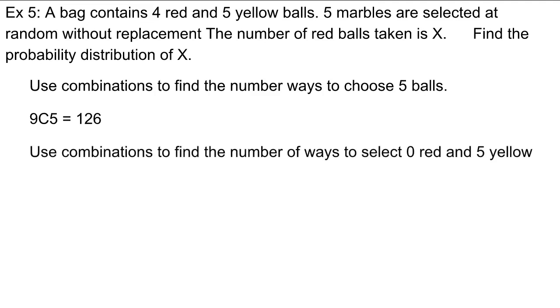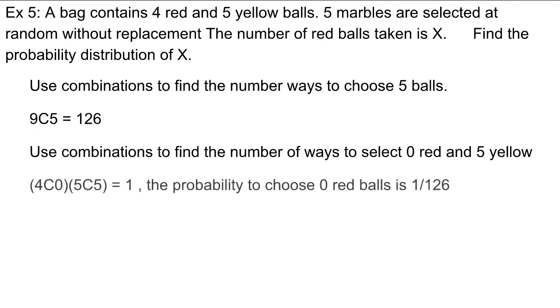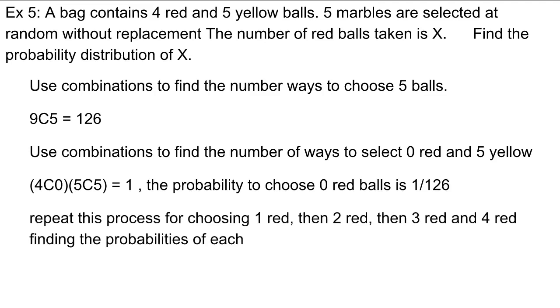Now, I can use combinations to figure out all the different variations that I'm interested in. For example, one would be if I got 0 red balls and 5 yellow. So that would be 4C0 times 5C5, and 4C0 is 1, and 5C5 is 1. So that's going to be 1, and so that means there's only one way that can happen, or one way to choose those. And so the probability of getting 0 red balls is going to be 1 out of 126. And then you can repeat that process for all the different possibilities.